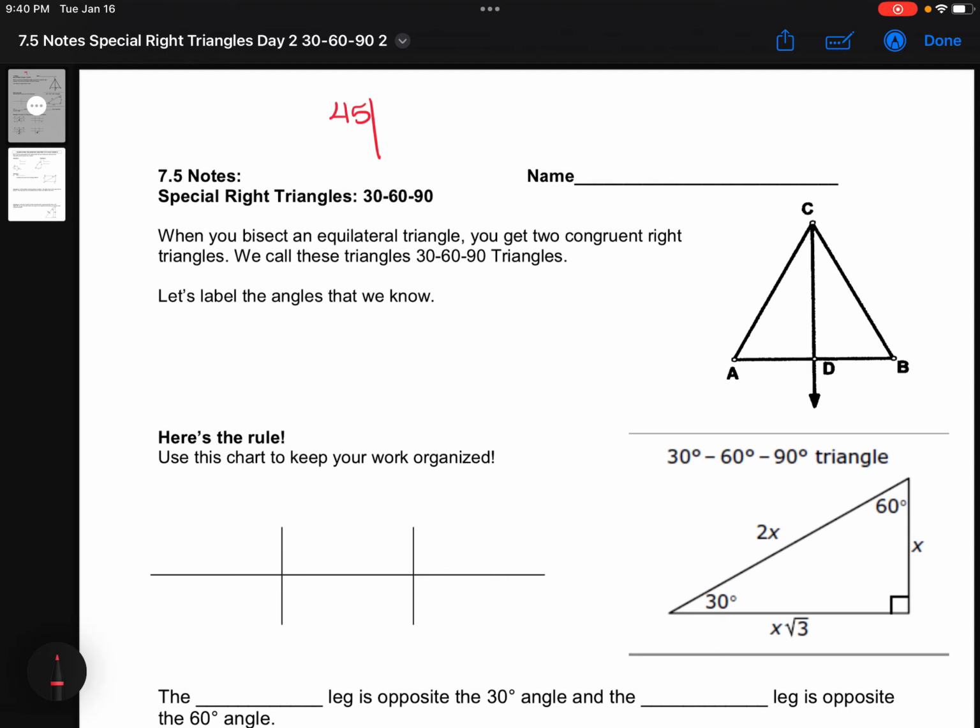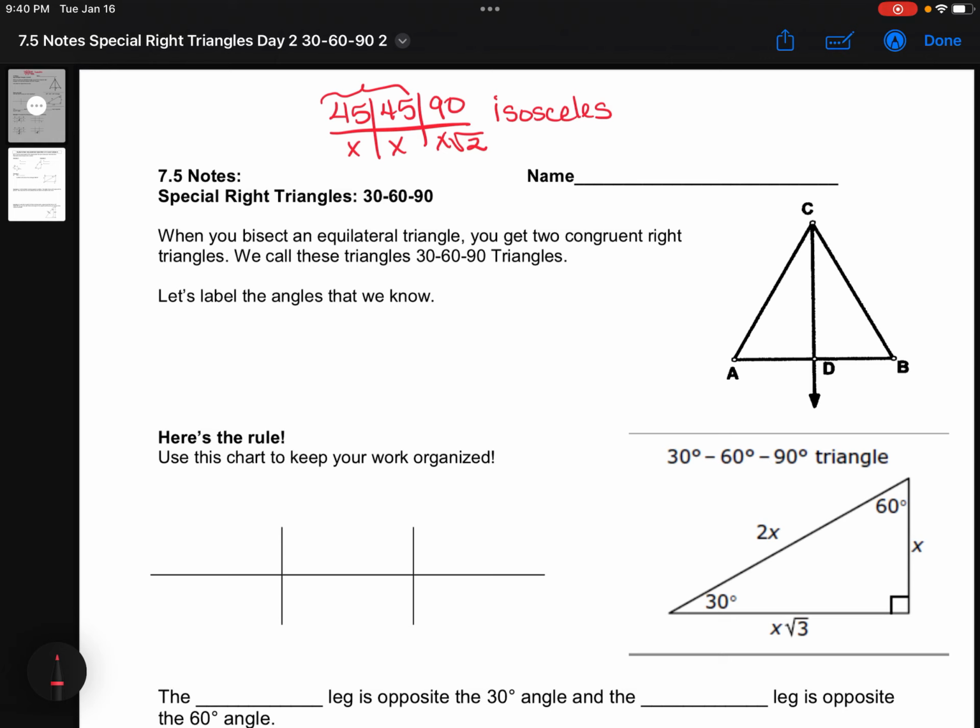Okay, so remember we did 45, 45, 90 triangles. And they were x square root 2. And this was isosceles. And we knew they were isosceles because those two angles are the same, which means the two sides are the same. Okay, so we're going to take an equilateral triangle.